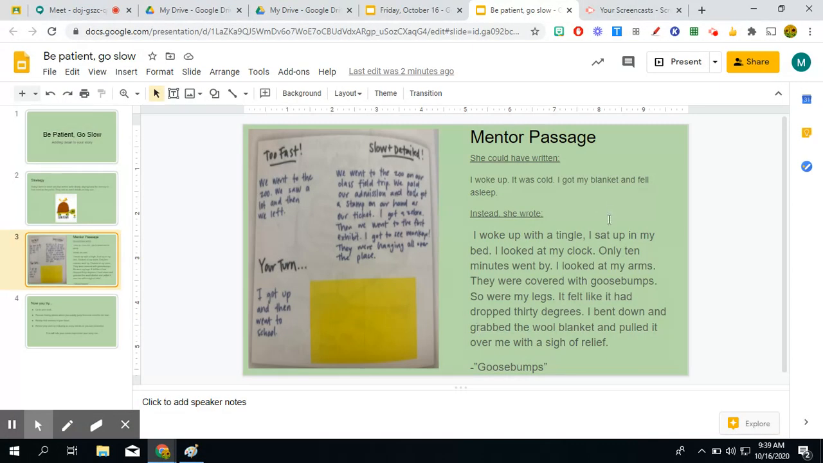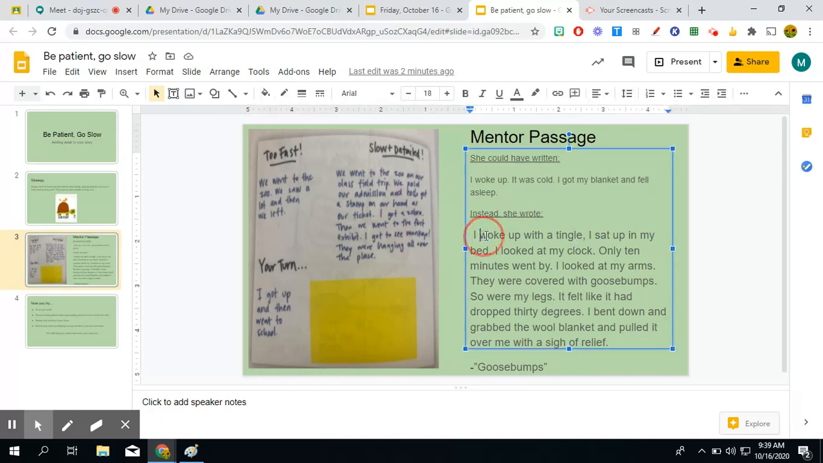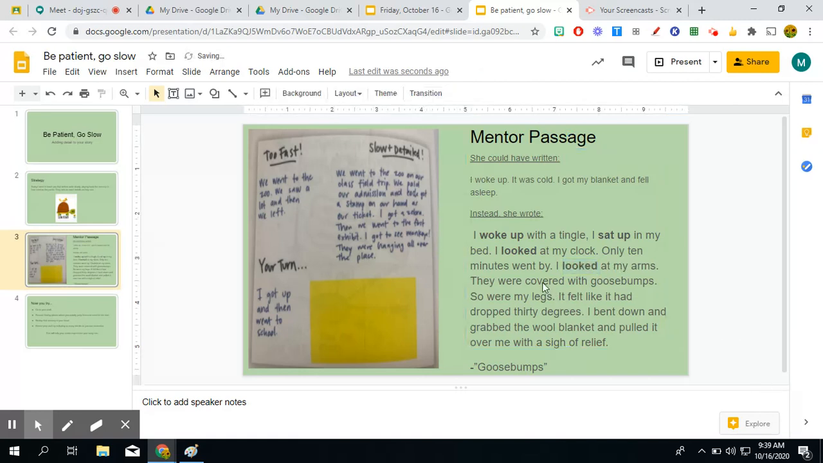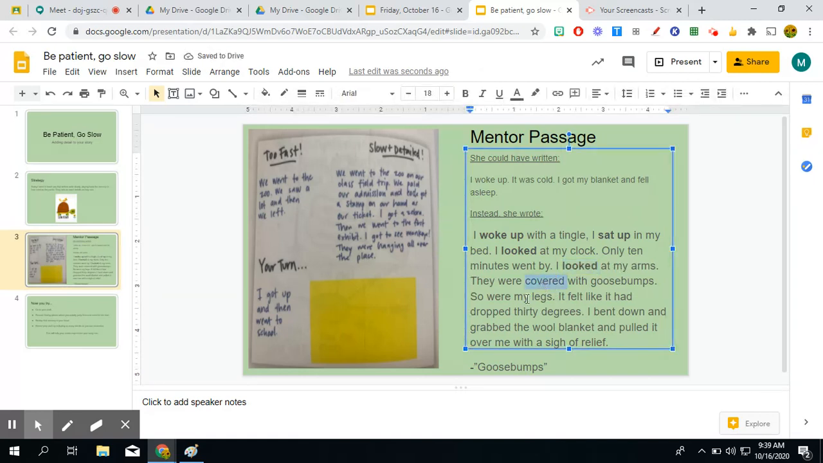So let's take a look at how this author slowed down the writing. And they did this by showing a lot of action. So first, they woke up. Next, they sat up and they looked at the clock. They looked at their arms next. They bent down and they grabbed the wool blanket and they pulled it over them. And then she let out a sigh of relief.